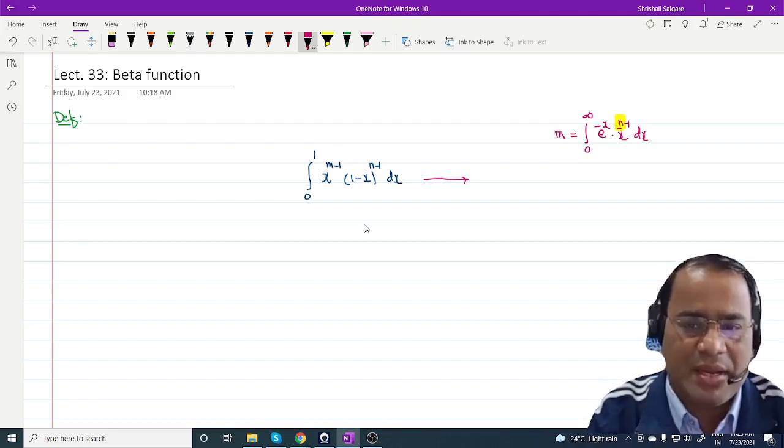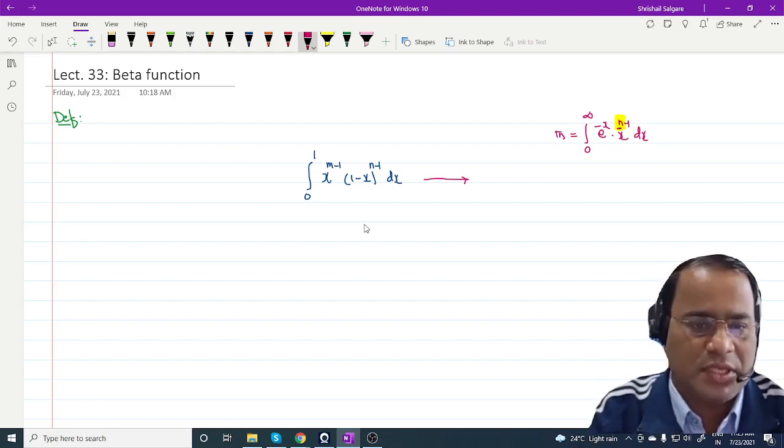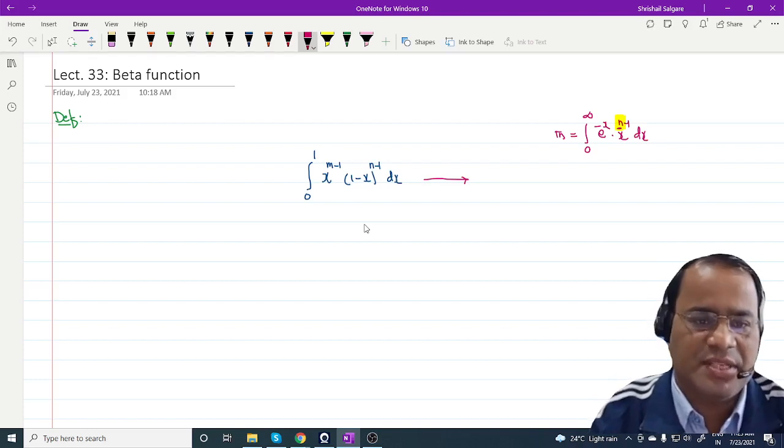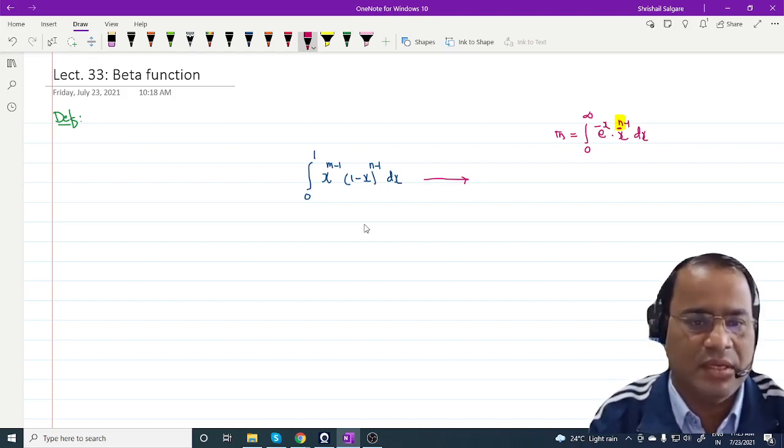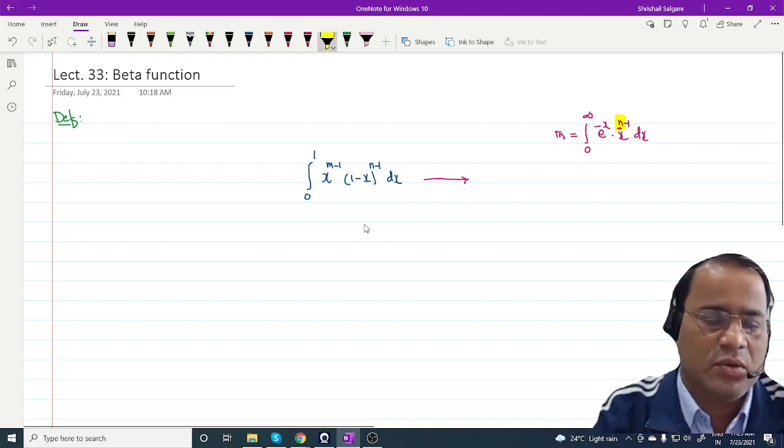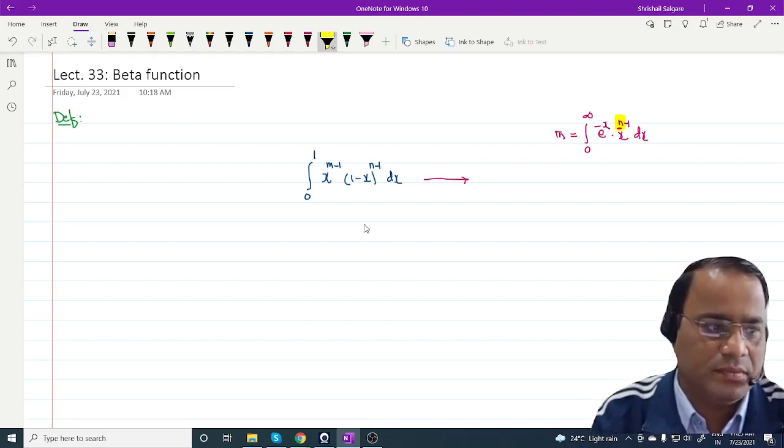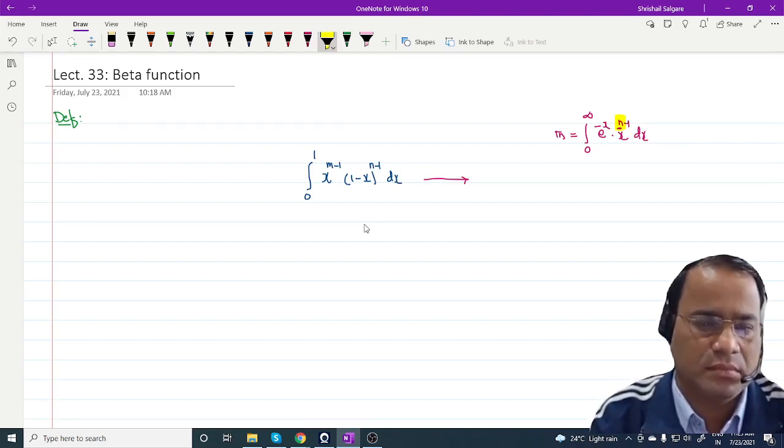In the same manner, if you go for the second one, which I have defined with limits from 0 to 1, x raised to m minus 1 into 1 minus x raised to n minus 1, now this integral depends on which parameters? Yes, Prerna, can you tell? X and n. No. Finally, remember what I am telling.